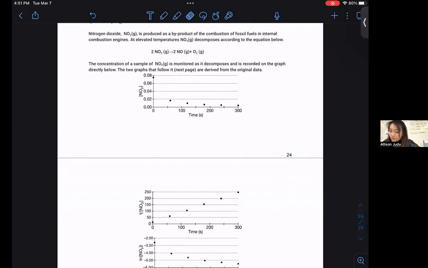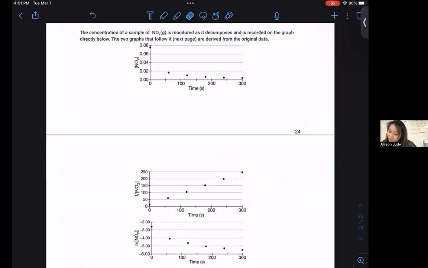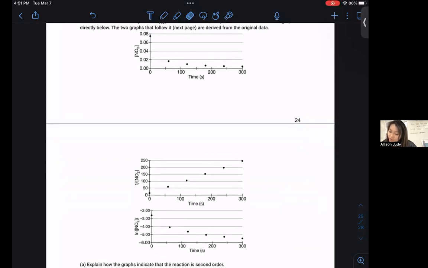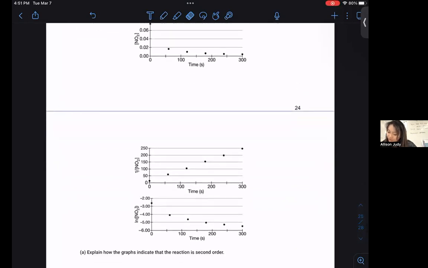2NO2 gas produces 2NO gas and 1 O2 diatomic gas molecule. The concentration of the NO2 sample is monitored as it decomposes, and it's recorded on the graphs below. The 2 graphs that follow are derived from the original data, so they're derivations.